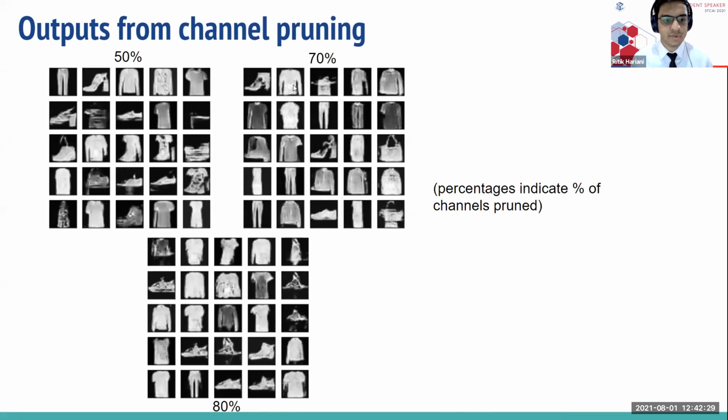So these are the outputs that we received from channel pruning. Upon pruning 50% of the channels, we receive the following on the top left over here. And once we increase the channel pruning percentage to 70%, we also notice that the image quality doesn't reduce drastically and it's still quite considerable. Upon increasing it to 80%, we can see a few distortions in the image, but the quality of the image still remains considerable.